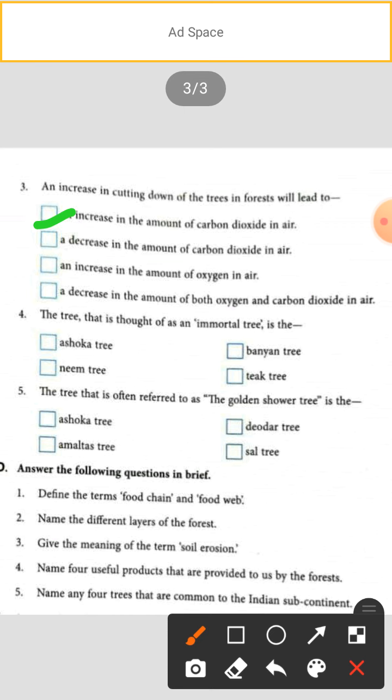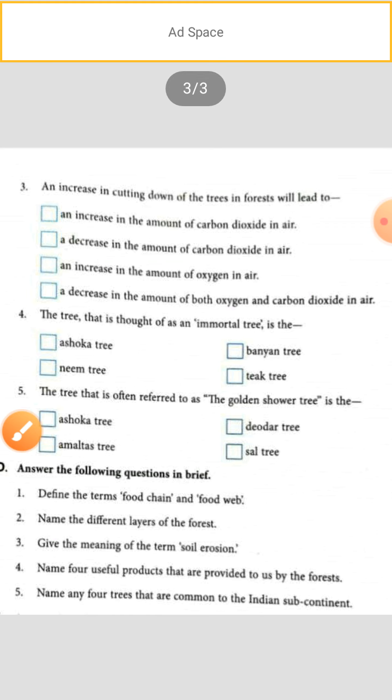Next: the tree that is often referred to as the golden shower tree is known as the Ashoka tree, Deodar tree, Sal tree, or Amaltas tree. This is known as the Amaltas tree. So the correct answer is the Amaltas tree. And question 4, the correct answer is the banyan tree.